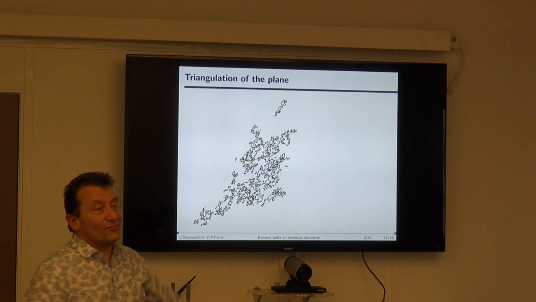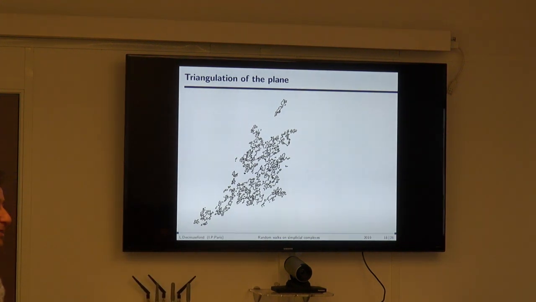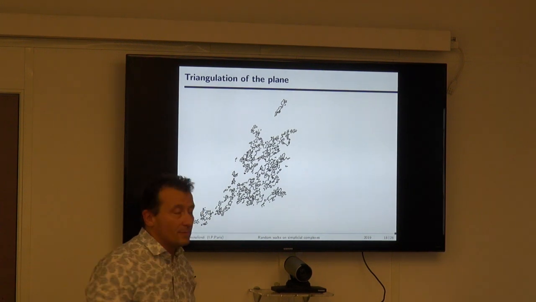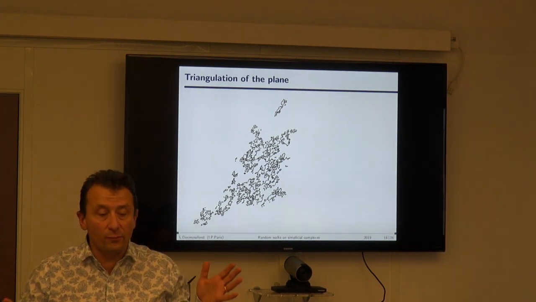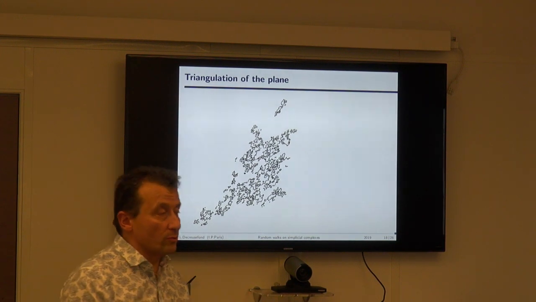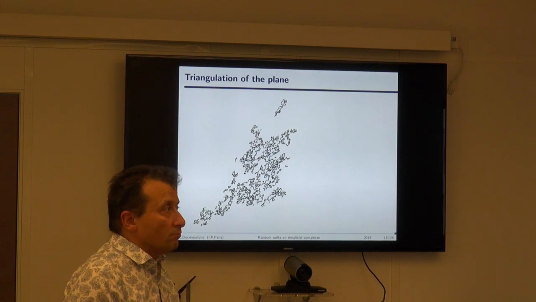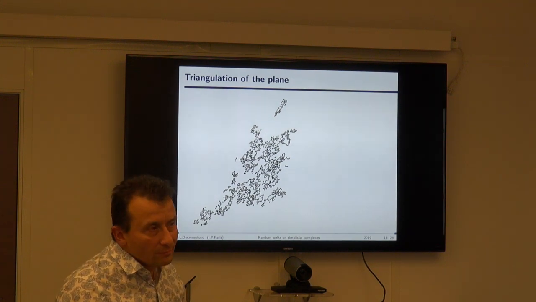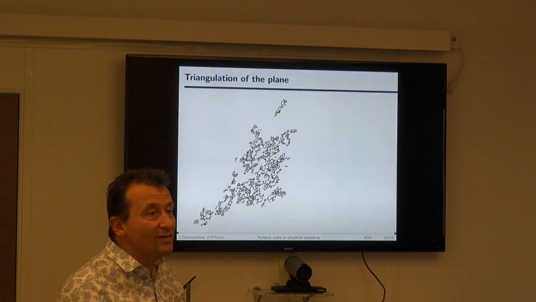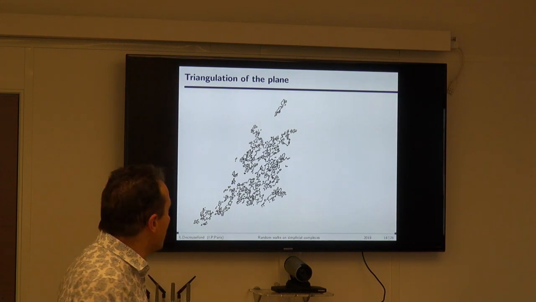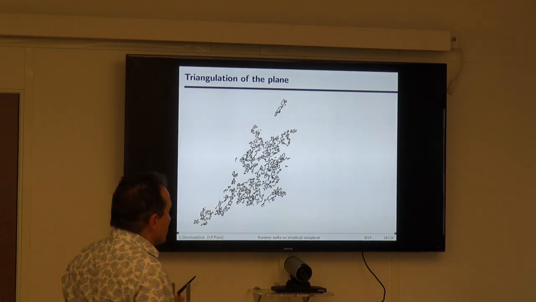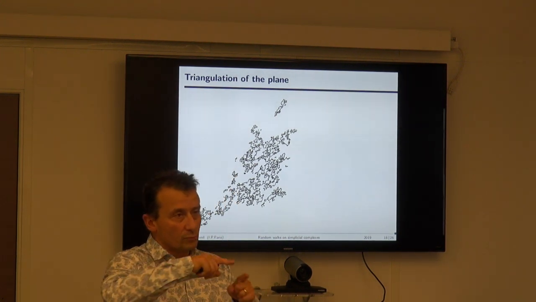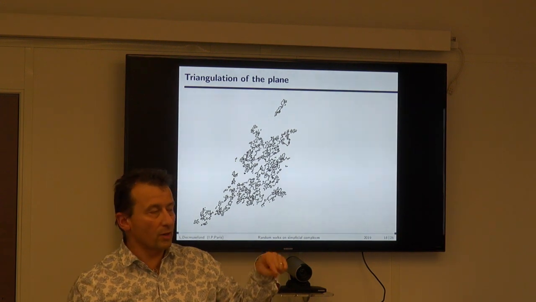So what is the picture? We try to gain some intuition on what happens. What we know is that if we have a finite number of triangles, we have a stationary probability, right? But what happens if we have an infinite number of triangles? So what is this picture? Take the triangulation of a plane. Take a lot of triangles, equilateral triangles.